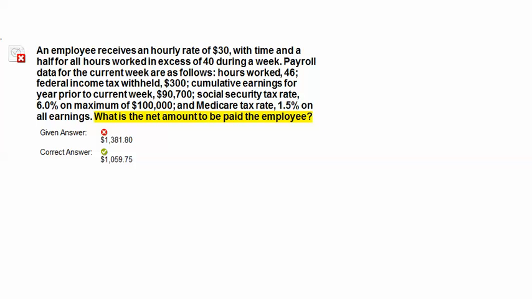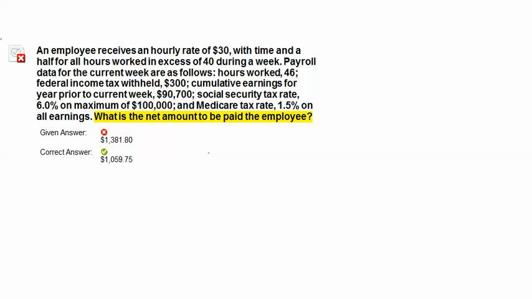We have to figure out first, how much do they earn? An employee receives an hourly rate of $30 with time and a half for all hours which exceed 40 hours. Payroll data for the current week are as follows. Hours worked, 46. So we already know the employee worked 40 hours plus 6, and the 6 hours are time and a half. Federal income tax withheld, $300. Cumulative earnings for the year prior to the current week is $90,700. Social Security tax rate 6% on a maximum of $100,000. Medicare tax rate 1.5% on all earnings. Now they're ignoring state taxes, and that's okay. We're going to make it a little easier on us.